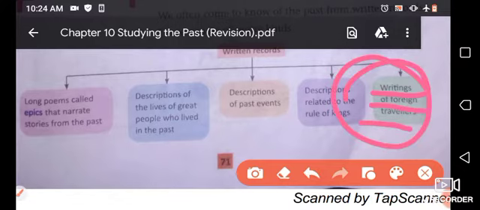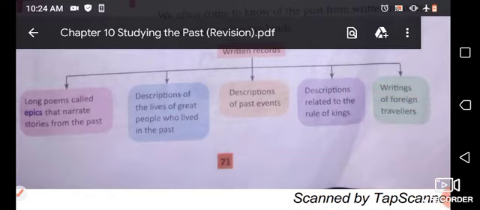Okay, so foreign travelers used to come to our country during any ruler's time, and they used to write something about them, and we come to know about the rulers by the foreign travelers' writings, by their accounts. Okay, is that clear to you?